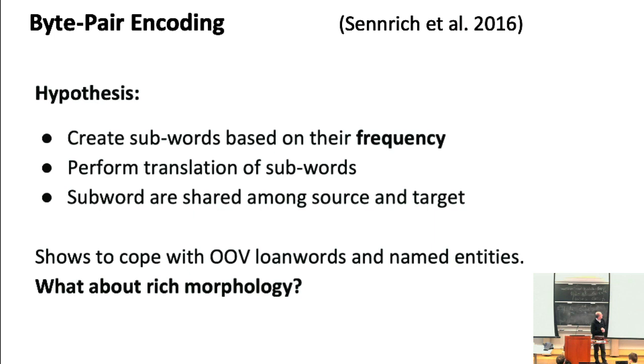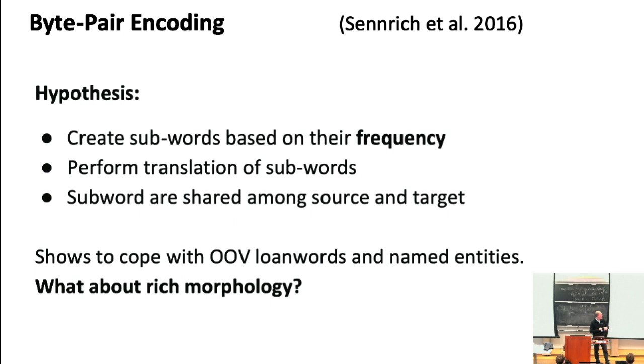There is, of course, a solution. People thought about this, which is byte-pair encoding. And here the hypothesis is that you create subwords. So you split words based on frequency, and then you perform translation of the subwords. And you can make it more efficient even by sharing subwords across the source and target language. And in the original paper by Rico, they show that it can nicely manage out-of-vocabulary words, of course, assuming that they are built by subwords from other words, and loan words as well, and named entities.